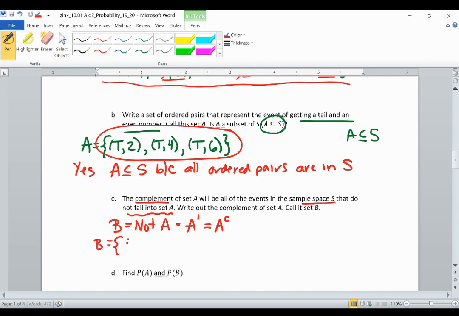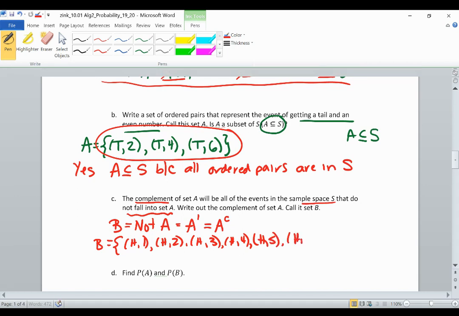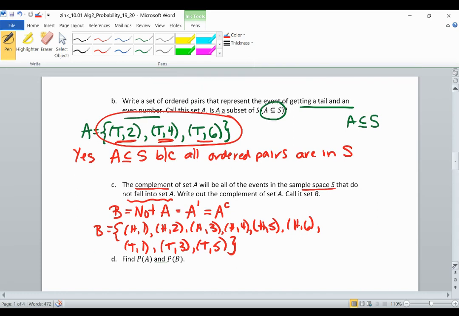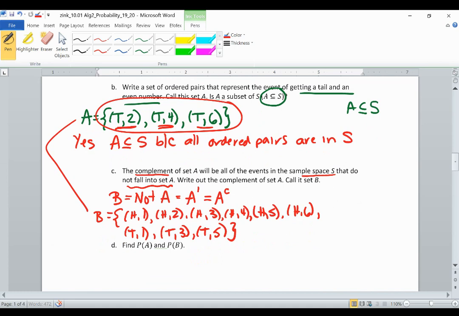So in B, we would have H1. This one's going to be a much bigger one. H2, H3, H4, H5, and H6. And also we'd have T1, not T2, because that's right here. T3, not T4, and T5, but not T6. So this would be the complement. B is the complement of A. Together, they make up the entire set S.